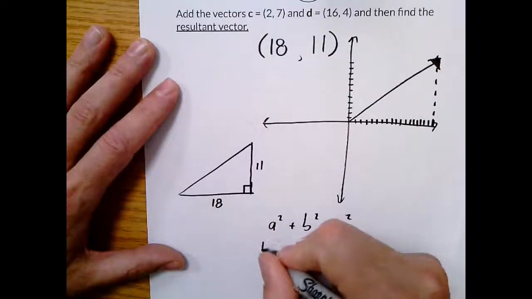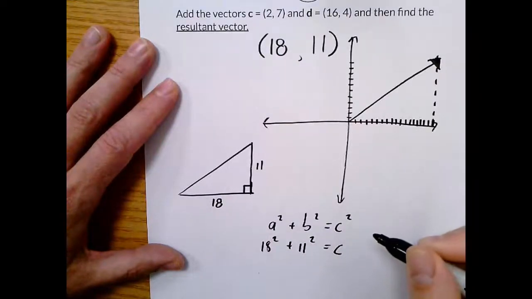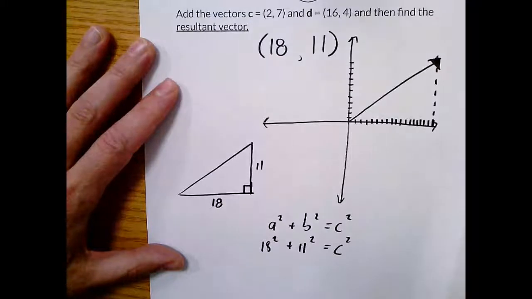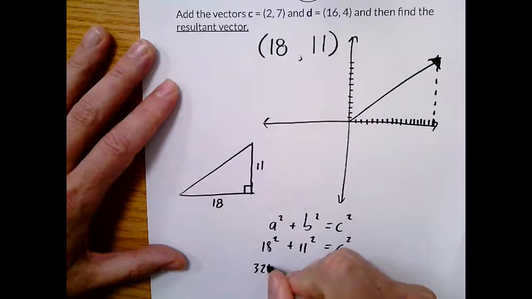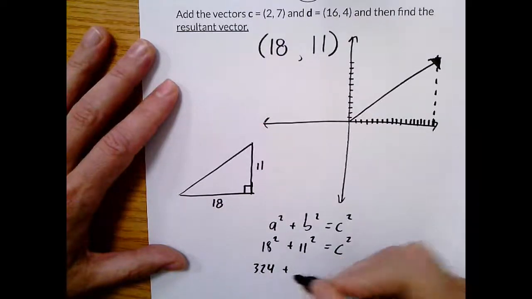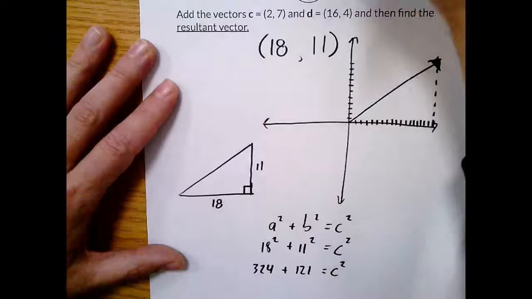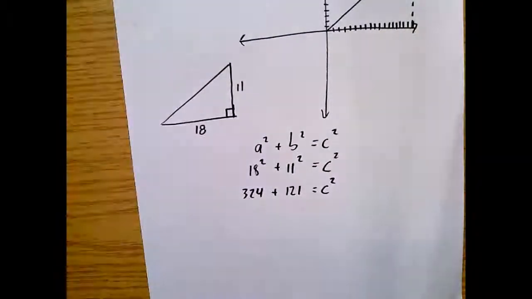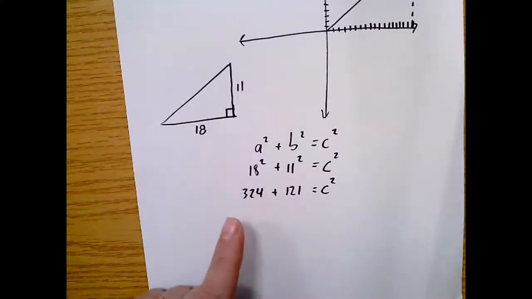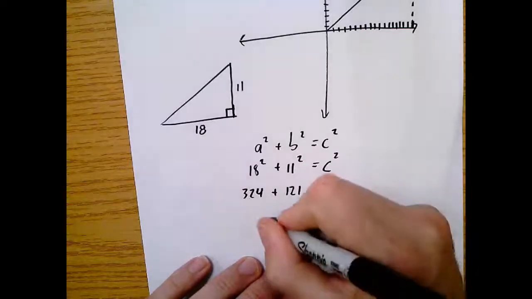So let's do 18 and 11, and that will be c squared. 18 squared, if you punch it in your calculator, you'll get 324. And 11 squared, you might know this one, or you can use your calculator, you get 121. And that all equals c squared. Now we just add these together. Those are two constant terms. So 324 plus 121 gives us 445.